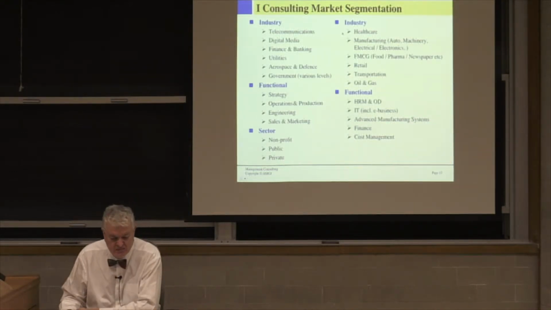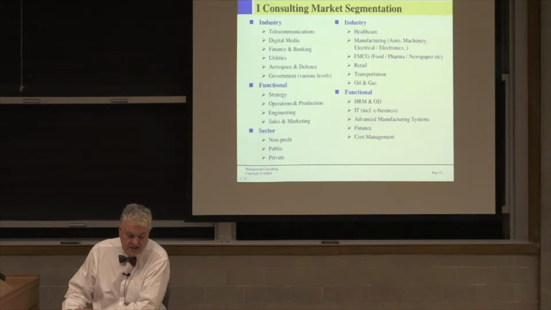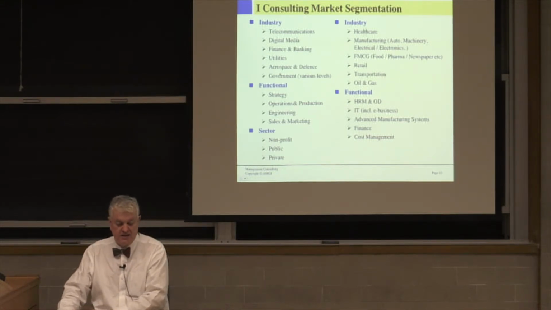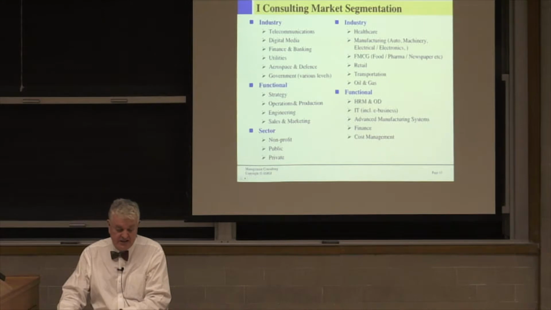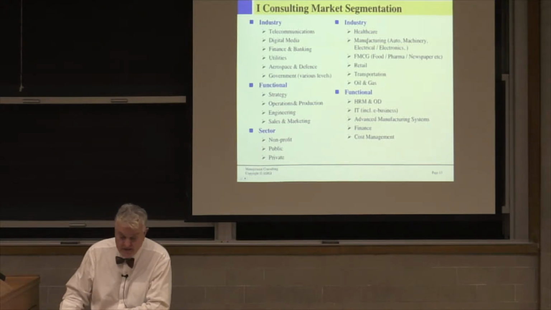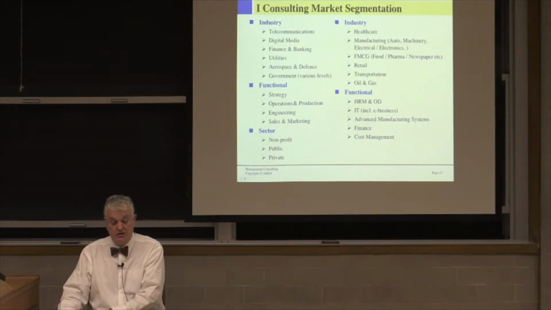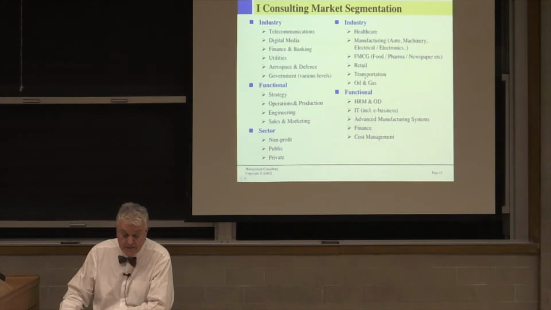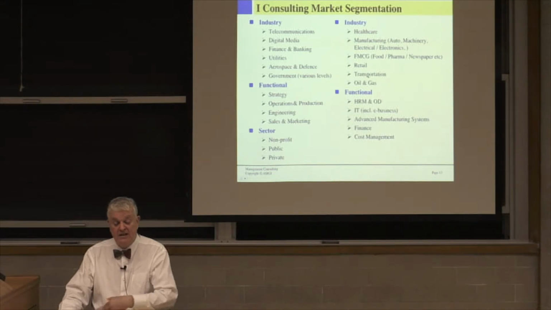This is the industry market segmentation. So you've got telecommunications, finance, utilities, aerospace. There are many other industries. These are only some. Healthcare, fast manufactured consumer goods. I've actually worked in the media, with the Globe and Mail. I've worked in aerospace, a lot of aerospace and defense, and a lot of manufacturing, and in fast manufactured goods in both food and with newspapers. But no retail, no oil and gas, transportation.